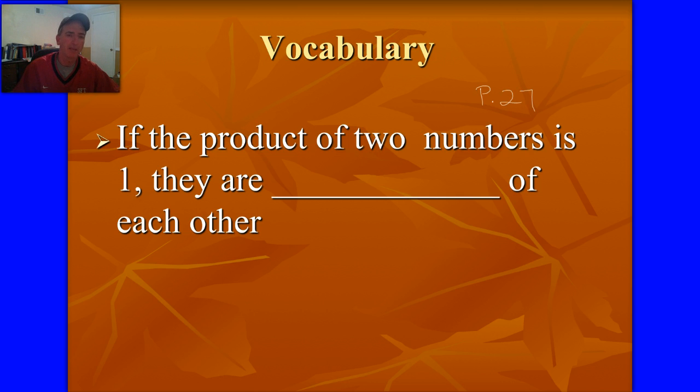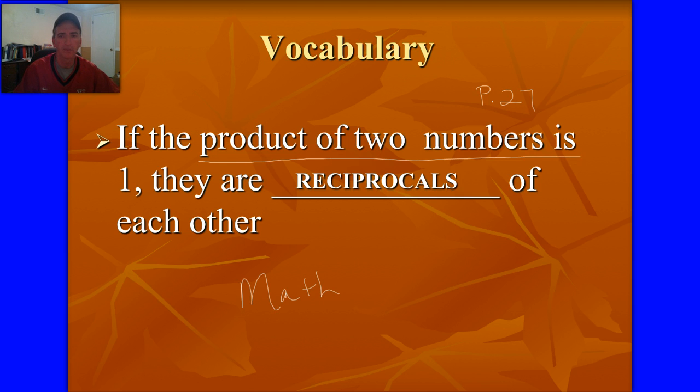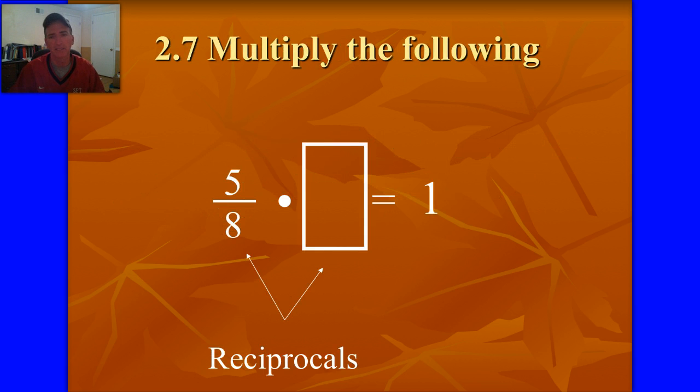This is an important vocabulary word for us. If the product of two numbers is 1, they're called reciprocals of one another. Okay, this is the true math definition of reciprocals. The product of two numbers is 1. That's actually really valuable for us later when we start solving equations to understand that. But for now, you're going to remember the word reciprocal probably an easier way, as I show you on the next slide at the bottom of page 27.